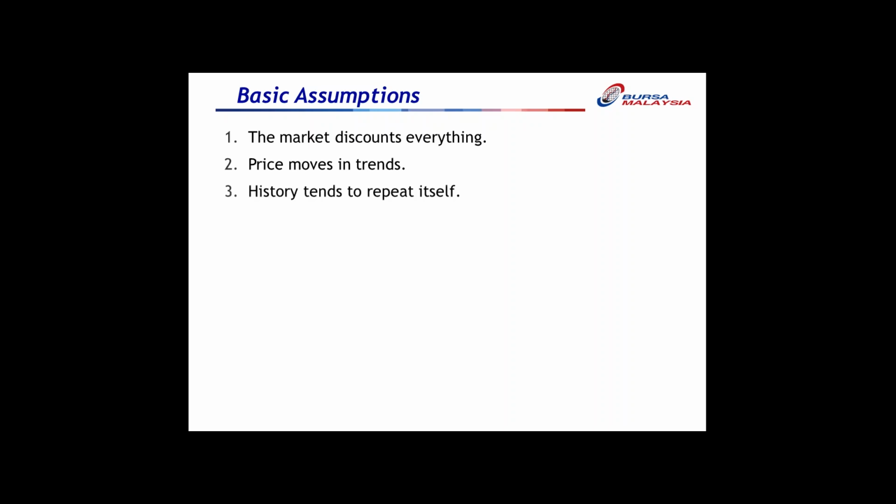The third is history tends to repeat itself. We believe that human beings are the same, and when these things happen, chances are most traders will make this kind of decision. So they believe that history will repeat itself. They believe that the cycle will repeat itself, because the fundamental basis is that all humans have psychology, and we tend to trade based on our psychology as well. So that's why history tends to repeat itself. Alright, so these are the three basic assumptions of the technical analyst.